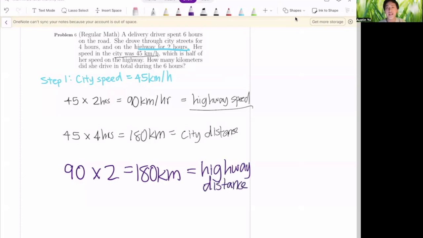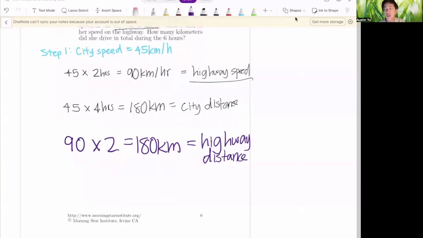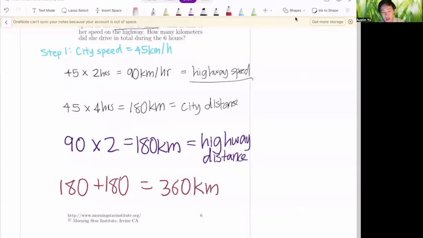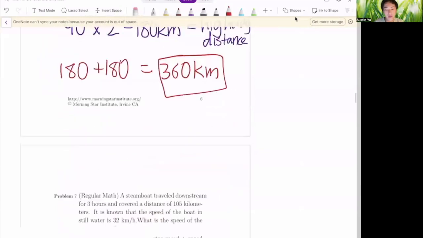But this question is asking, how many kilometers did she drive in total during the 6 hours? Well, all we have to do is just add up 180 kilometers and 180 kilometers, right? We don't have to add the 90 because that's simply the speed, not the distance, which means that in total she drove 360 kilometers. And that's how you do problem 6.